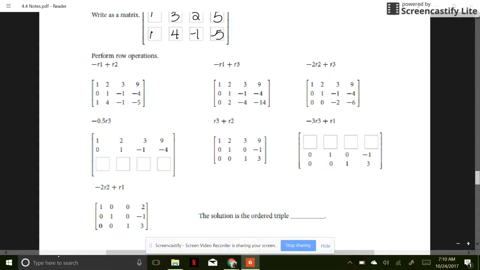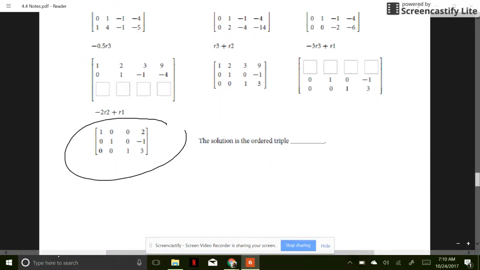And once you plug this into your calculator, you should get this as your solution. So again, the first number represents your x, second is your y, and z is your third. So your solution is the ordered triple 2, -1, 3.